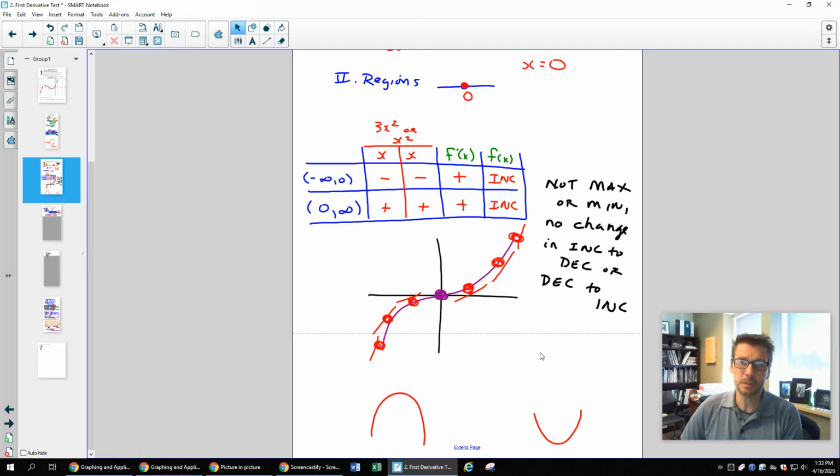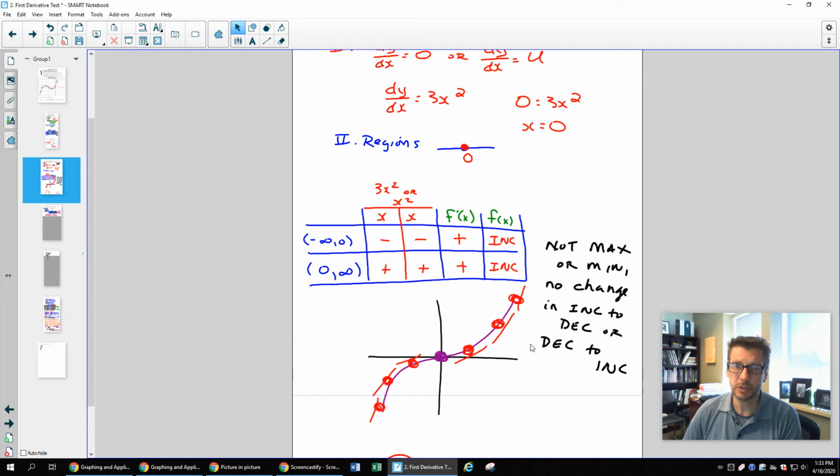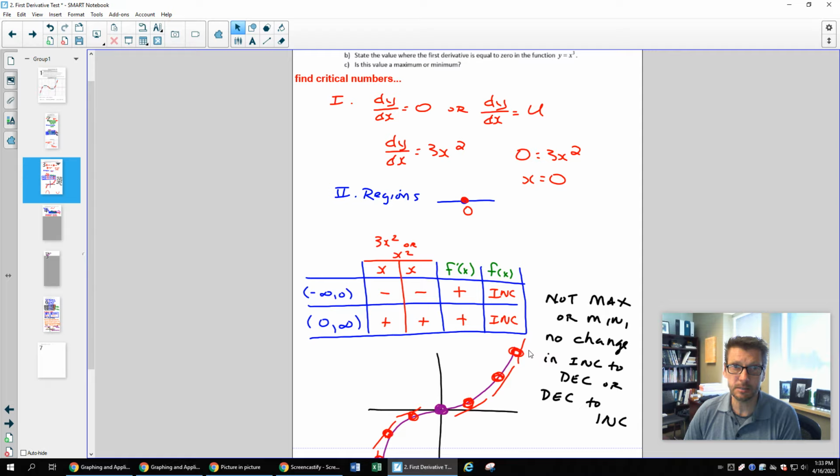So we're going to have critical numbers for both the first derivative and the second derivative. But in terms of our question, is it a maximum or a minimum? It's neither, because it's not a region of increase to decrease, and not a region of decrease to increase. All right, so those are things we've got to check for.